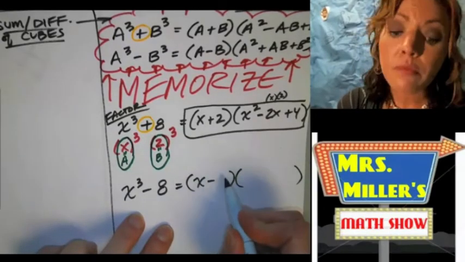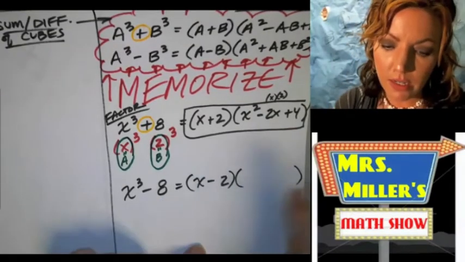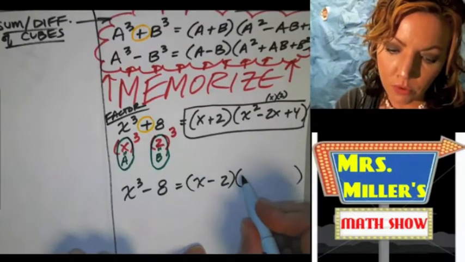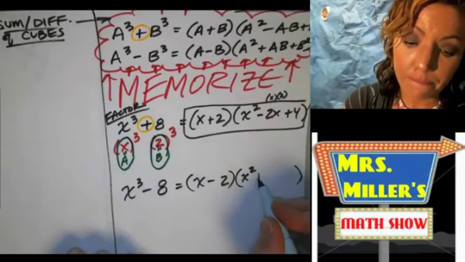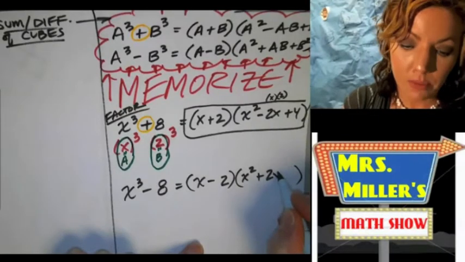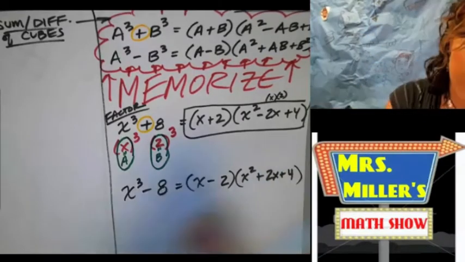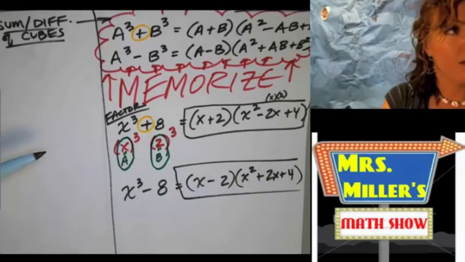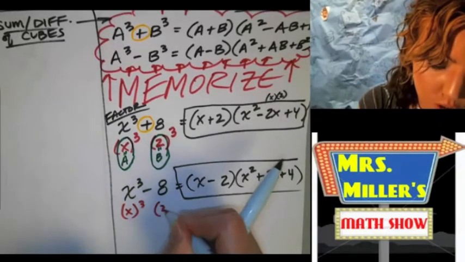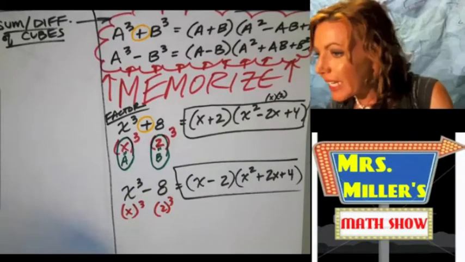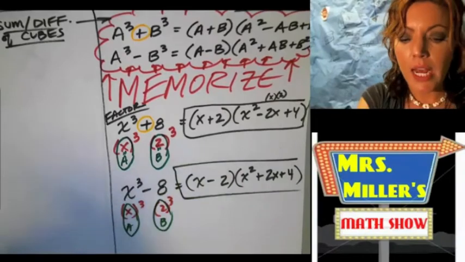X minus 8. Okay, what is the cubic root of 8? 2. Excellent. X minus 2, x squared plus 2x plus, and what's 2 squared? 4. Excellent. Everybody give it up for Zach. So again, same x cubed, 2 cubed. The only difference is that we have a minus instead of a plus, which means we use the second relationship instead of the first.